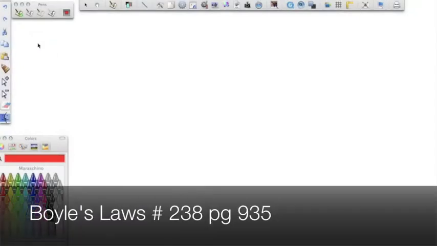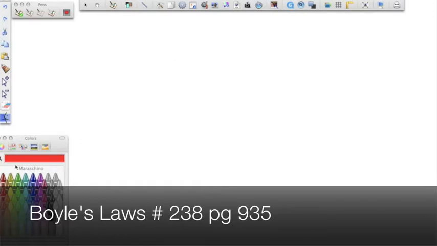All right, guys, we are working number 238 on page 935, and this is going to be a Boyle's Law problem. In the problem, it tells us that a sample of neon gas occupies 2.8 liters at 1.8 atmospheres. And it asks, what will the volume be at 1.2 atmospheres?